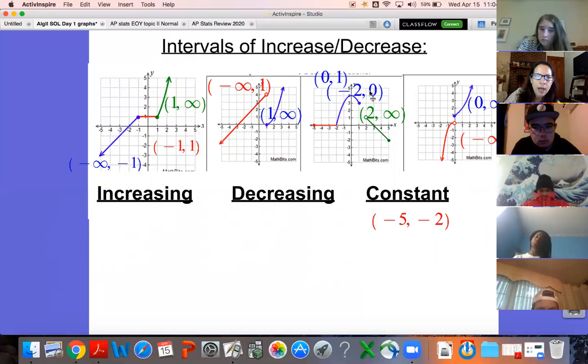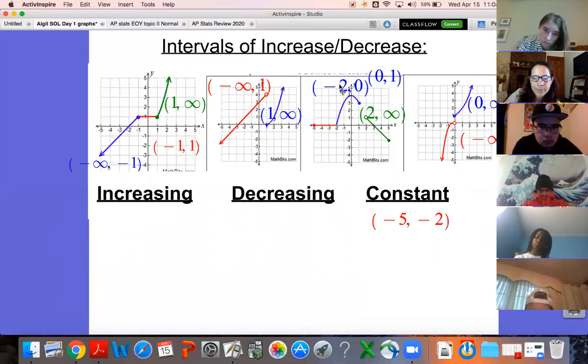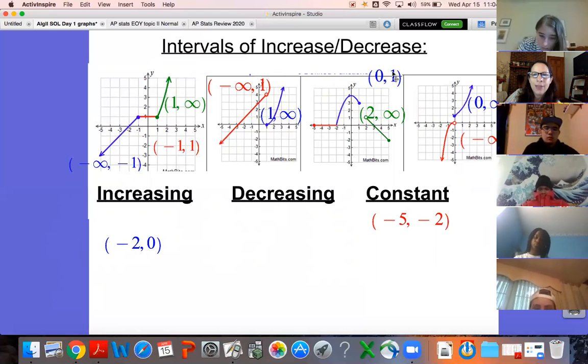Then the blue piece, I had to break into 2 pieces. One piece goes from -2 to 0, and the other piece goes from 0 to 1. Where should I put the -2 to 0? What is that doing? Yep, that is doing the increase. What about the 0 to 1? It starts here and then decreases, correct.